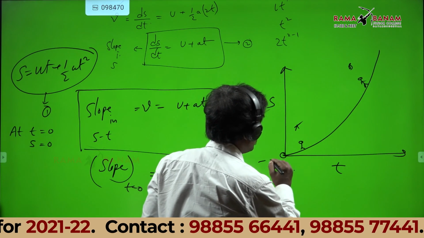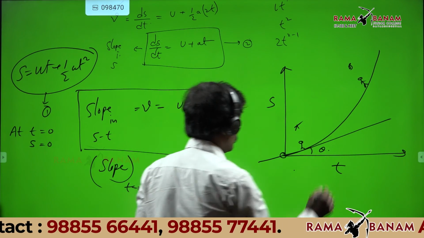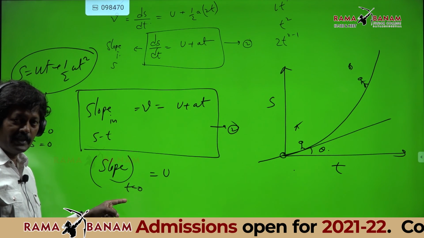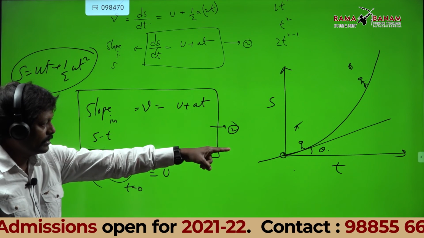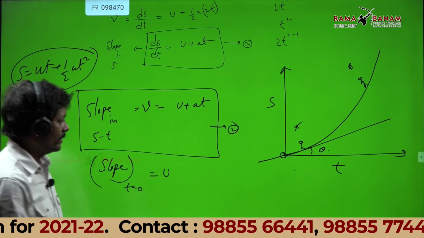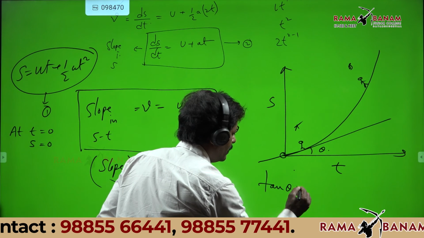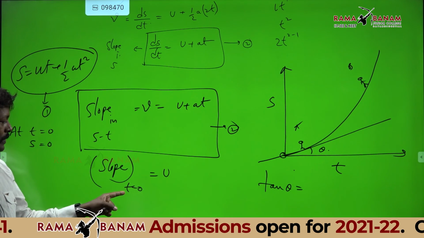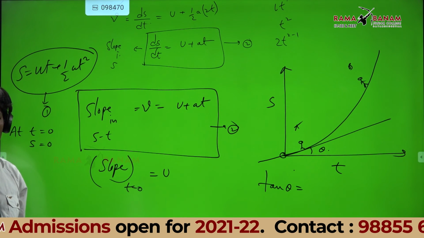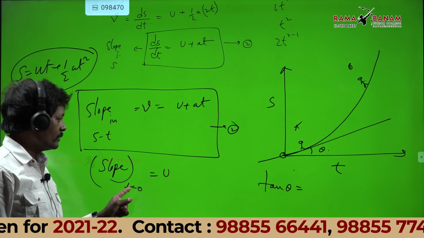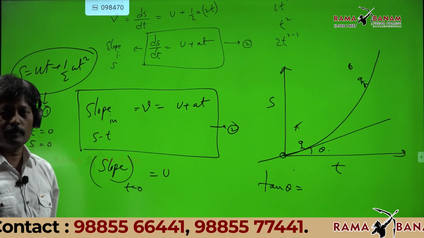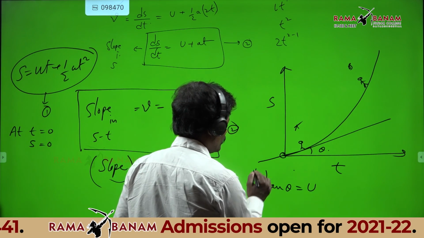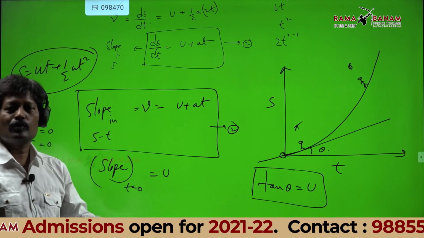Draw a tangent at t equal to 0. I am drawing a tangent at t equal to 0. If you draw a tangent at t equal to 0, what is the value of tan theta? Slope is how much at t equal to 0? Tan theta equal to u. Who is that boy? Gautam. Gautam, very good. Tan theta is u, not 0. That is how you draw the graph.